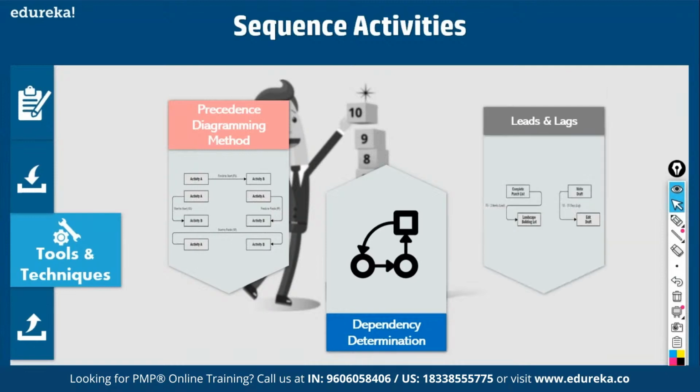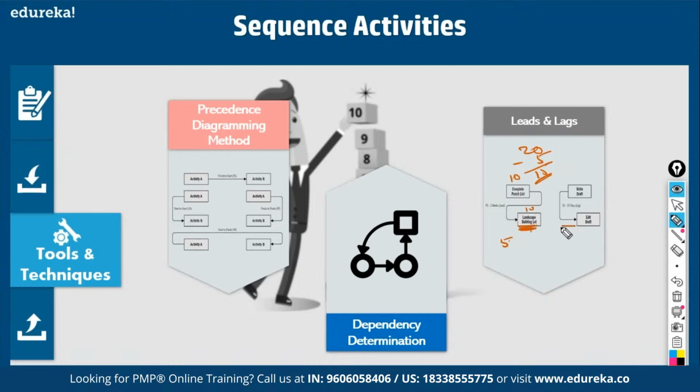Then leads and lags. See, this is a lead. What does it mean? Let's say this takes 10 days and this takes 10 days. It should normally be 10 plus 10, 20 days. But you are introducing a lead in the successor activity, let's say by 5 days. That will reduce the duration by 5 days. It becomes 15. So lead has the effect of reducing the duration.